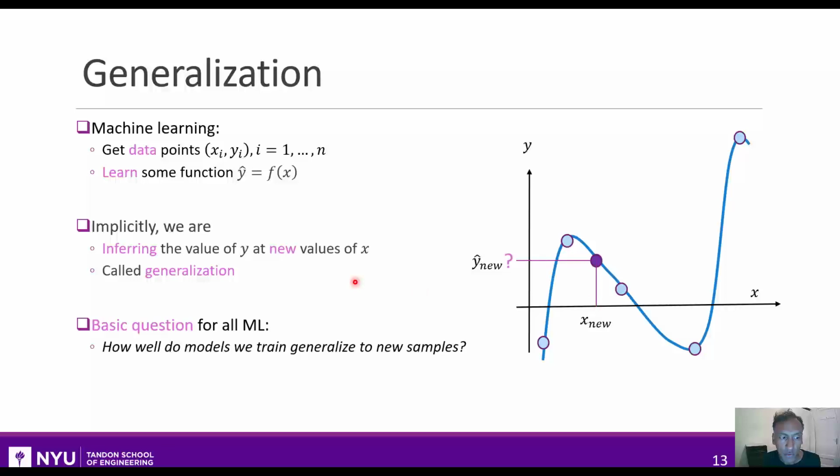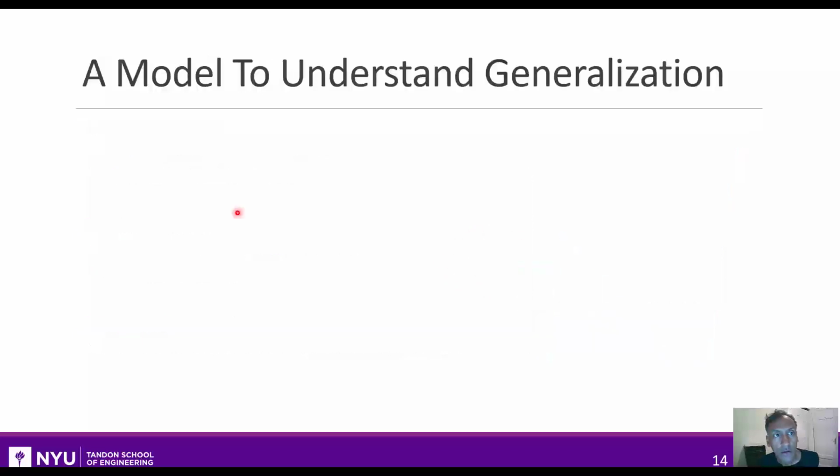The fundamental question in machine learning then is how well do these models that we train generalize to new data points? Or in other words, what can I say about the accuracy of this new data point that we haven't seen? To model or understand generalization, let's go to the following simple model.